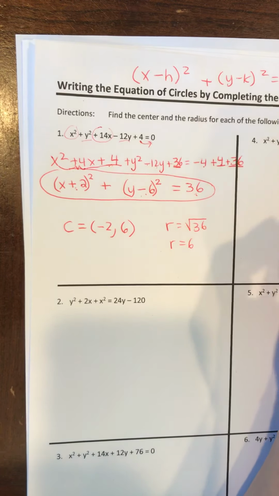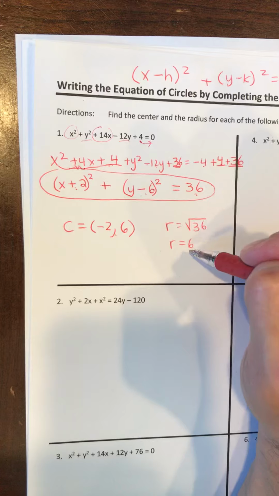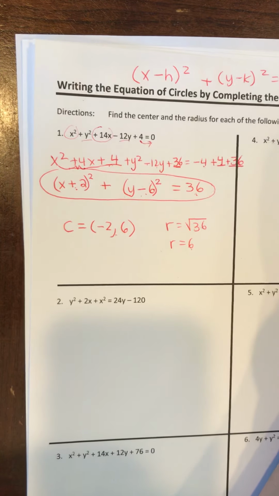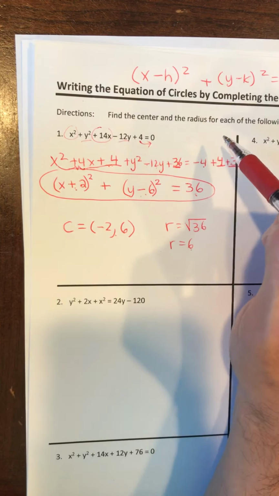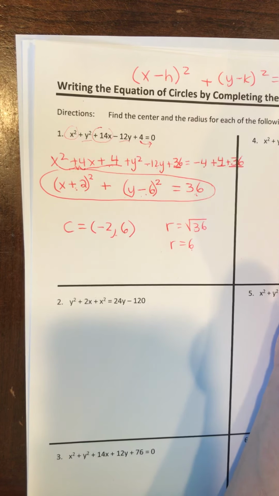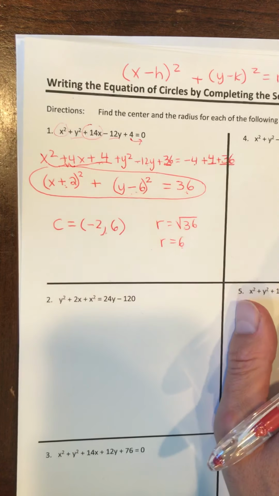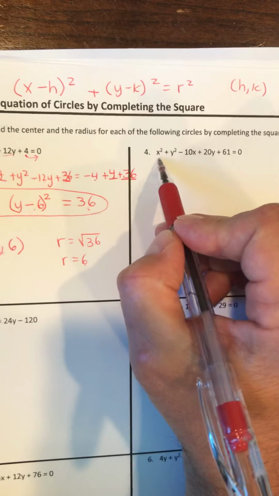You could not see that the center was (negative 2, 6) and the radius is 6 by looking at the equation in its original form, which is the reason why you've got to go through this whole process of completing the square. So it's a double complete the square, essentially. I'm going to model some examples. I think I'll model 2, take a break, and do 2 more in another video. So that's what we're going to do here.